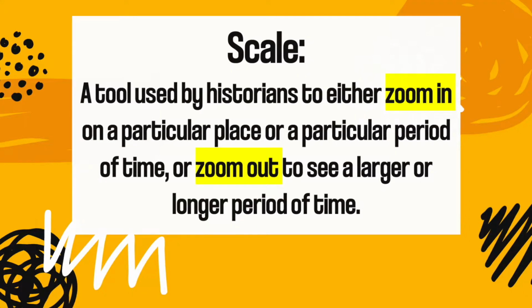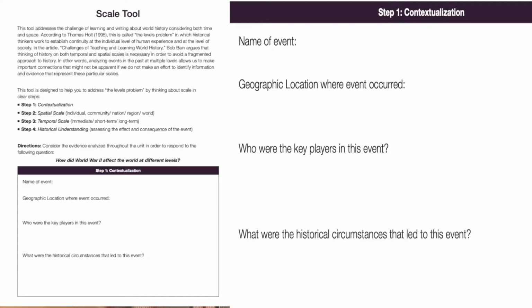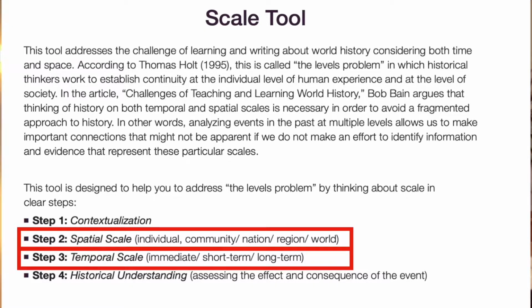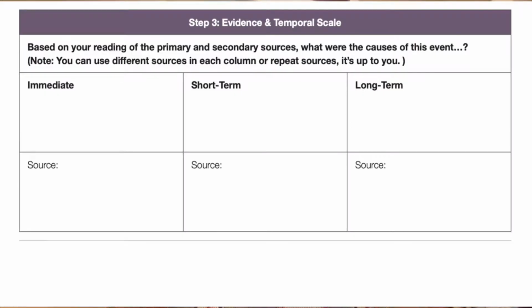So, scale is a tool used by historians to either zoom in on a particular place or particular period of time, or zoom out to see a larger area or a longer period of time. If you look at your scale tool handout, you'll see there are two types of scales listed there: spatial scales and temporal scales. Let's look at what they mean.